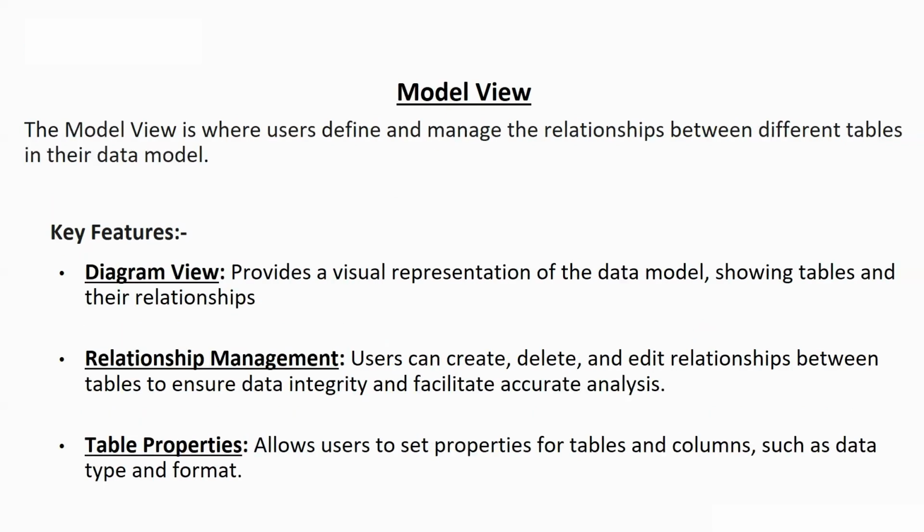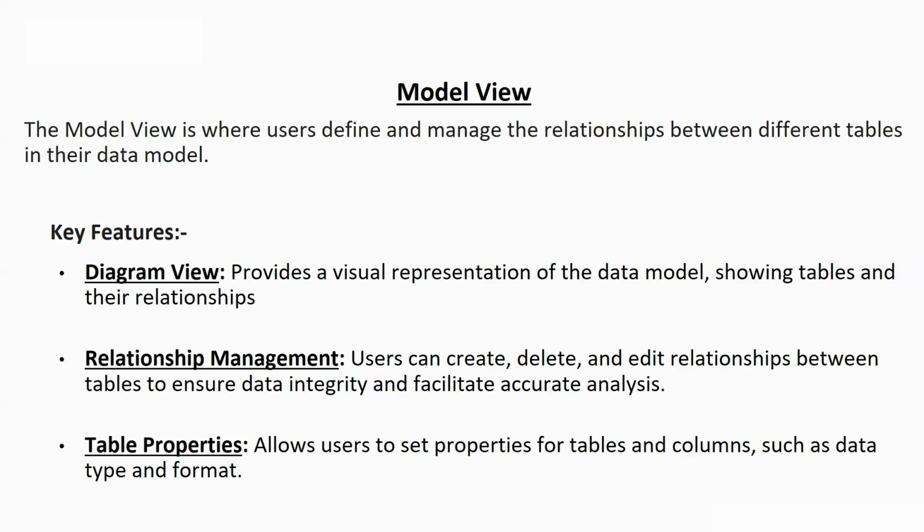Model view is where users can define and manage the relationship between the different tables. Whenever you are having multiple data sets, there you can define the kind of relationship and what is the cardinality, what is the cross filter direction, how are these tables connected to each other, all can be done in the model view. Some of the key features are the diagram view, which would provide a visual representation of how these tables are connected with one another. Then we have the relationship management, where you can define and manage those relationships, and also we have this table properties where we can set the table properties for different columns and tables.